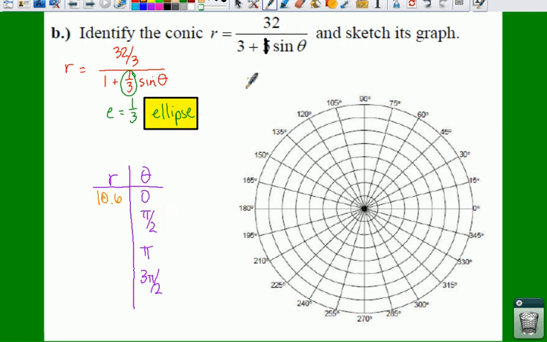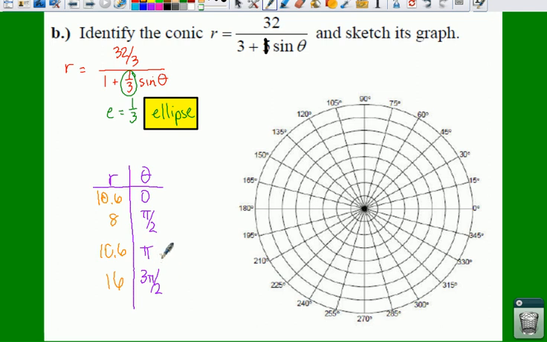Plug in pi over 2. Well, sine of pi over 2 is a 1. 1 times 1 is 1. Plus 3 gives you 4. So 32 over 4 is 8. Then we have pi. Sine of pi is 0. So once again, we're getting another 10.6. If you plug in a 3 pi over 2, the sine of 3 pi over 2 is a negative 1. 3 minus 1 is 2, so we're going to get a 16.